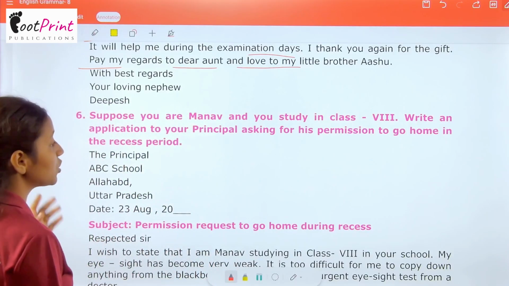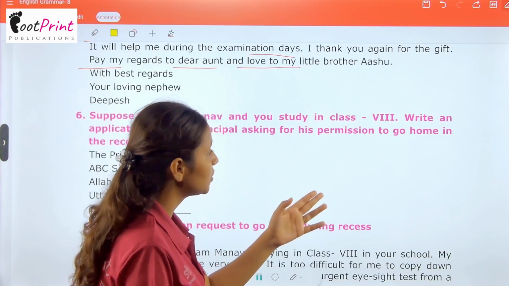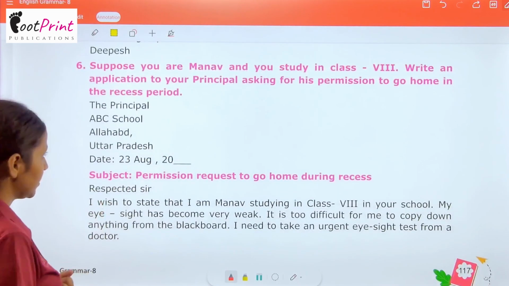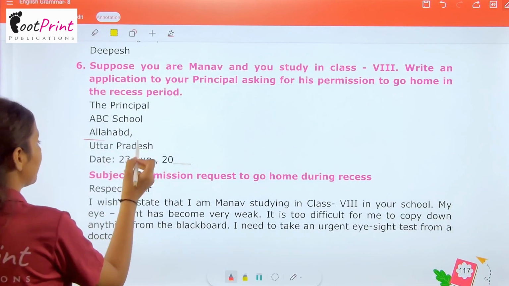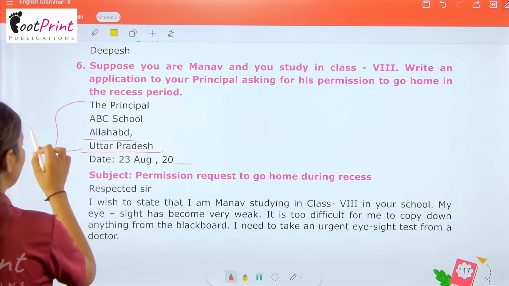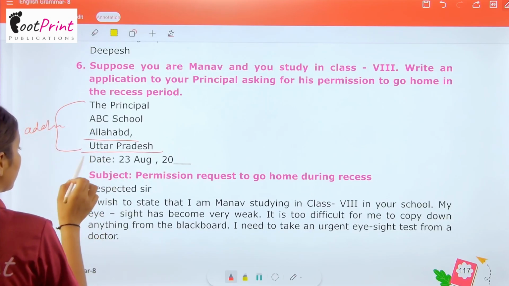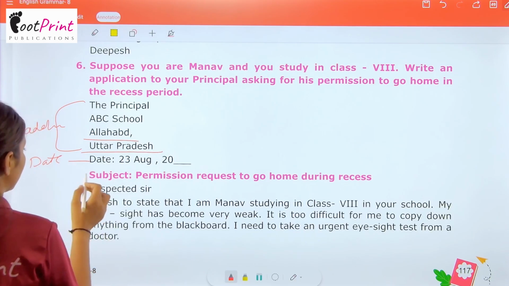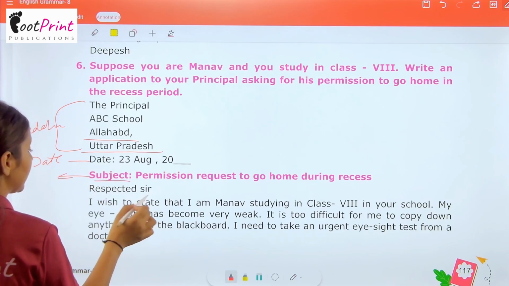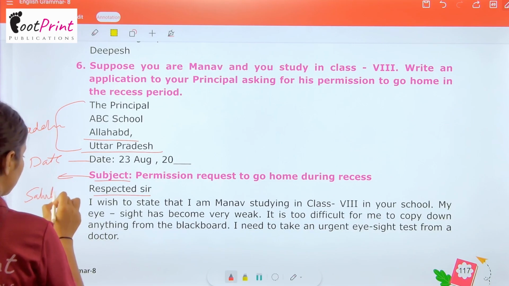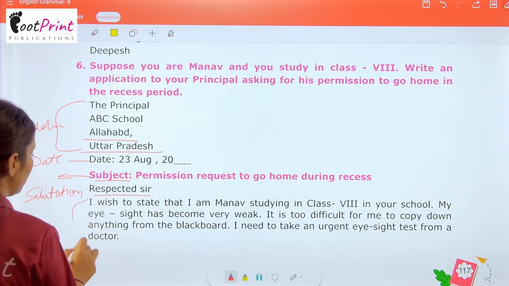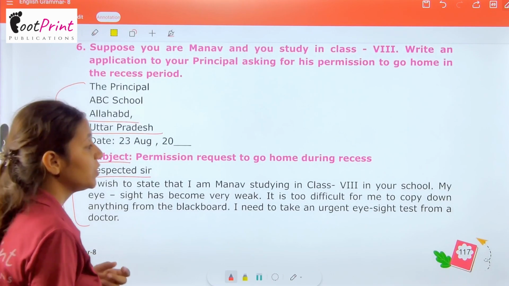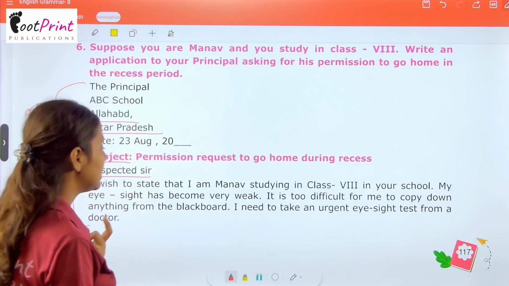Write an application to your principal asking for his permission to go home in the recess period. The principal, ABC School, Allahabad, Uttar Pradesh. So this was the address. Then you have to write date. Then you have to write subject, and then salutation, and then your body of the letter. Subject, permission request to go home during recess.